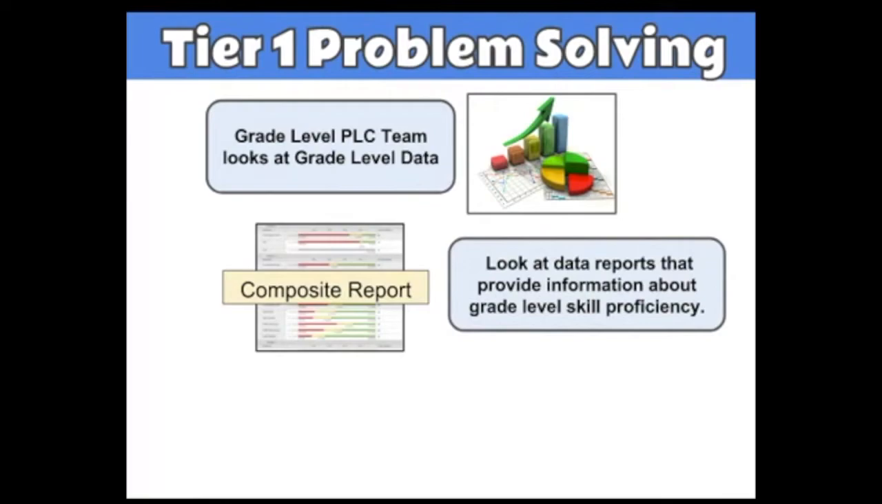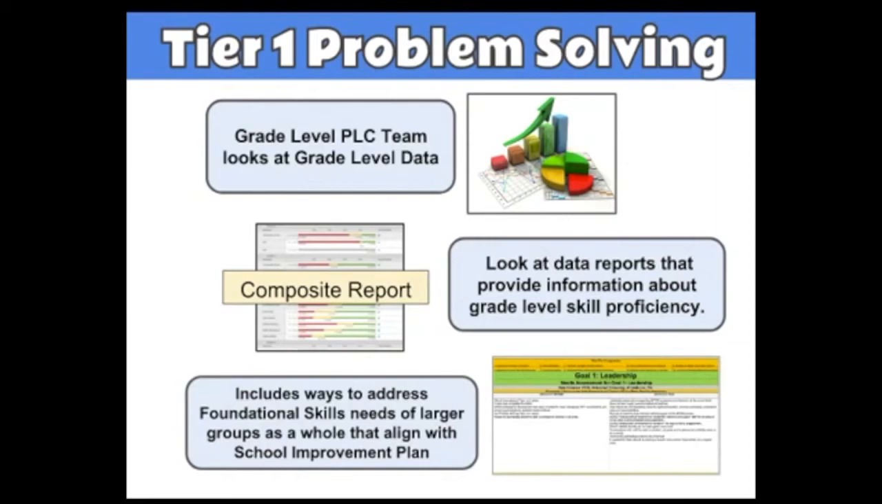Tier 1 problem solving begins with grade level PLC teams looking at grade level data. Specifically, reports that provide information about grade level proficiency. One example is the composite report from M-Class. It provides an overall percentage of benchmark proficiency for a grade level. If foundational skills for that grade level do not reflect a proficiency of 75 to 80%, then this is an indicator to address those skills with a Tier 1 instructional plan to address those skill needs within core instruction. The Tier 1 problem-solving process includes ways to address foundational skill needs of larger groups as a whole that align with the school improvement plan.